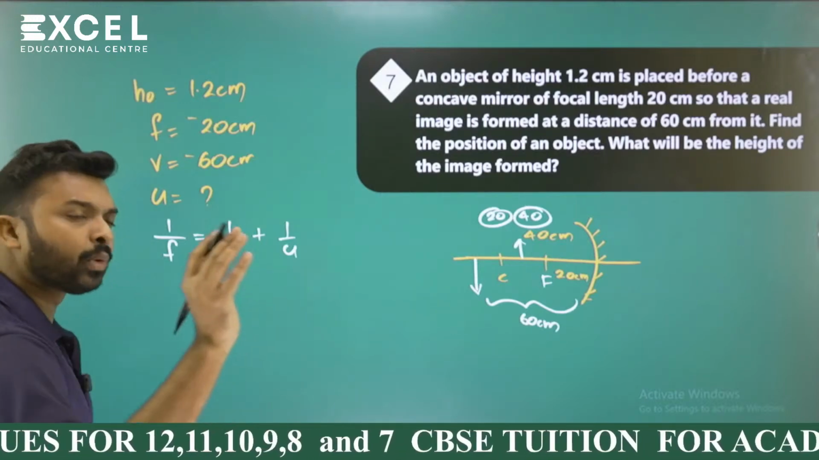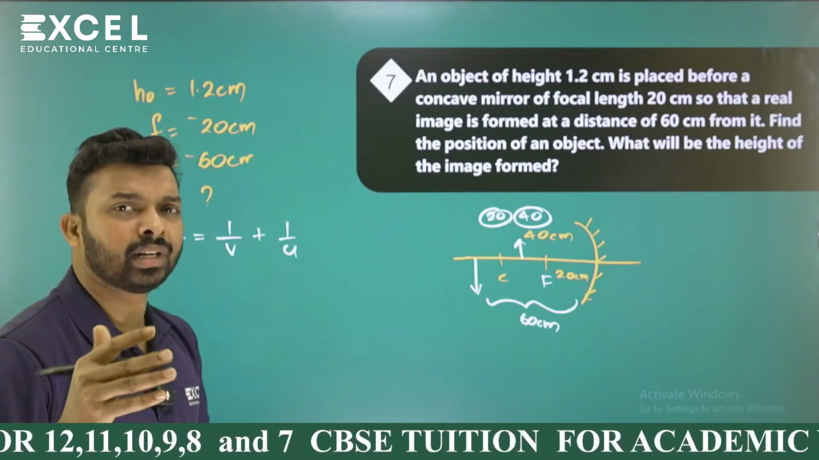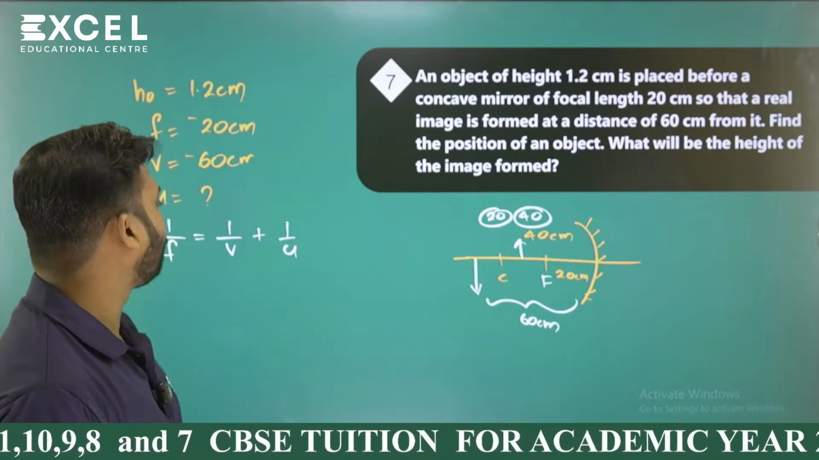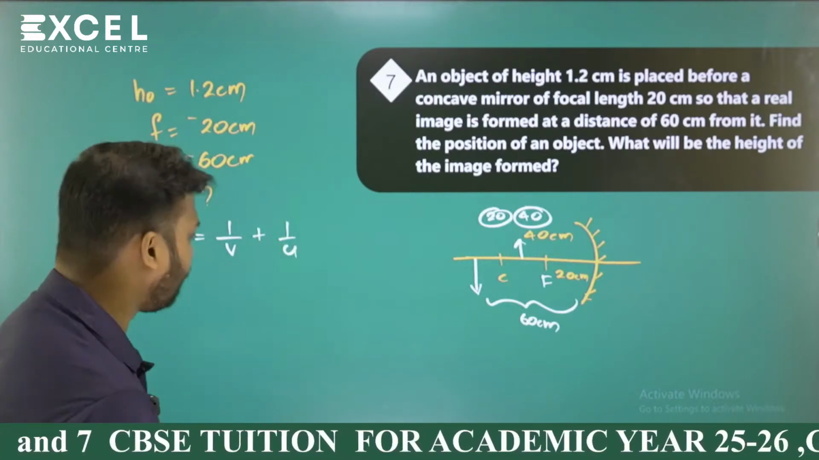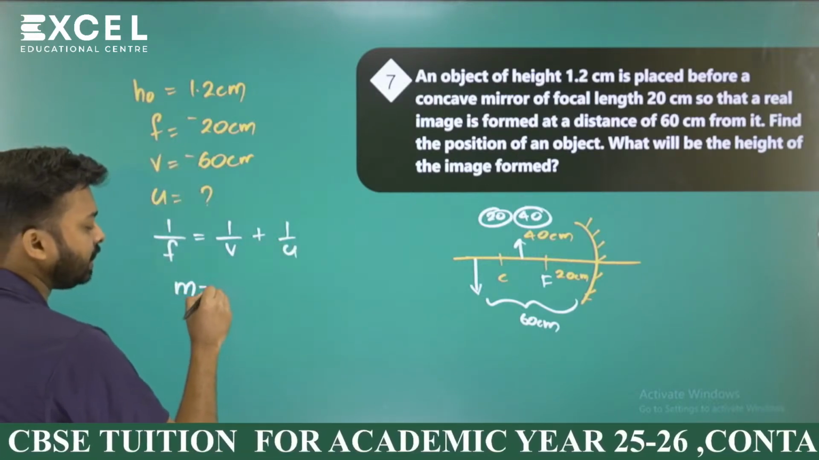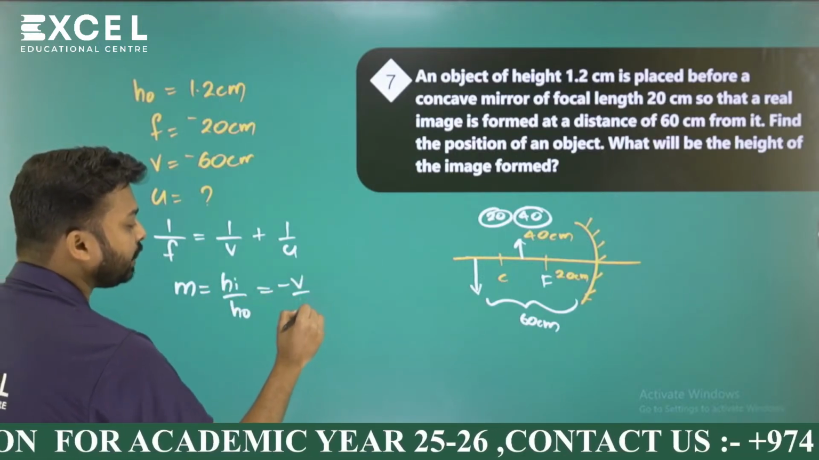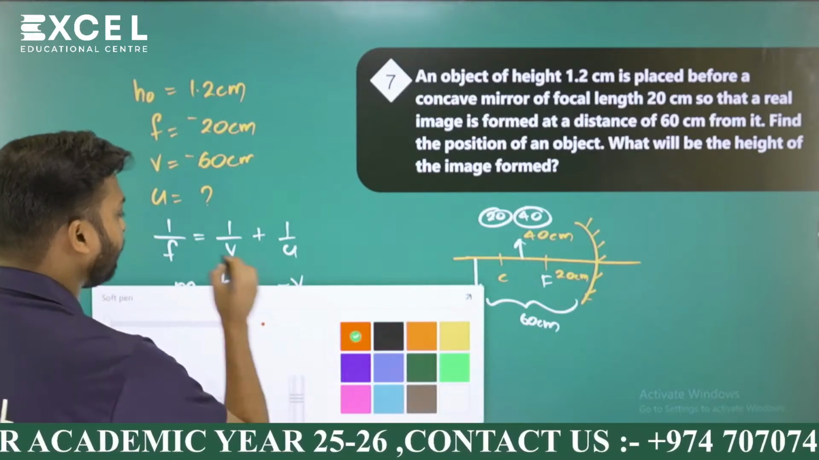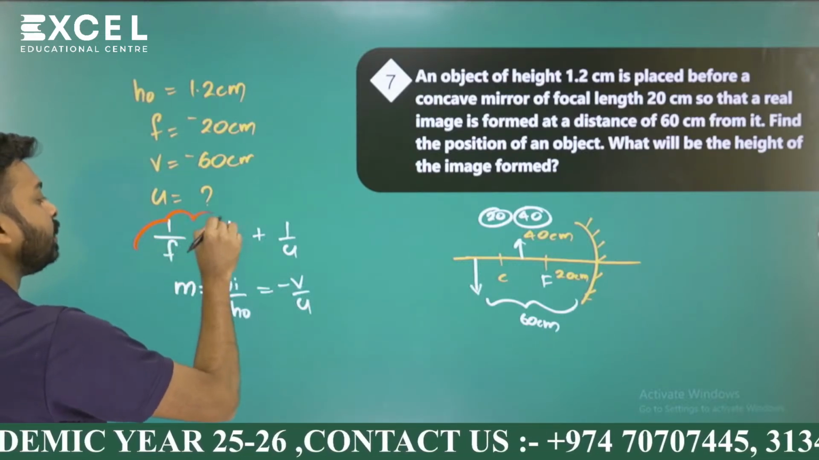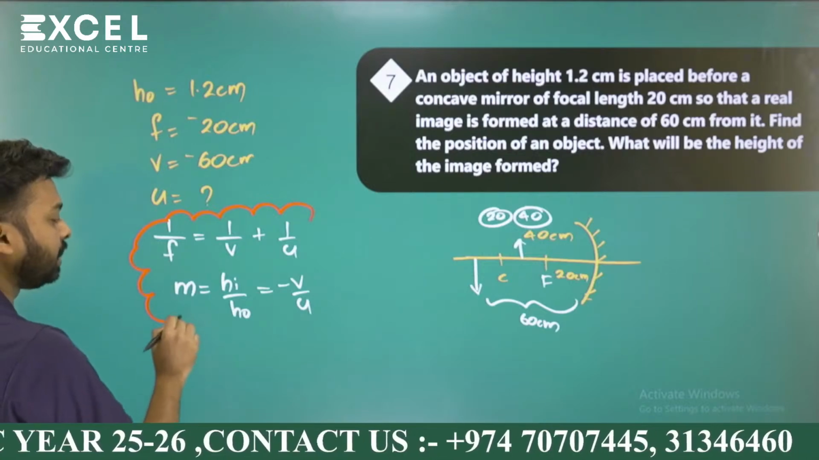Then there are two equations you have to study in this reflection part. The first one is 1/F = 1/V + 1/U, and also one more thing, magnification, which is equal to HI/HO, which is equal to minus V/U. Always keep these two equations in mind. These are the only two equations to be studied in this reflection part.